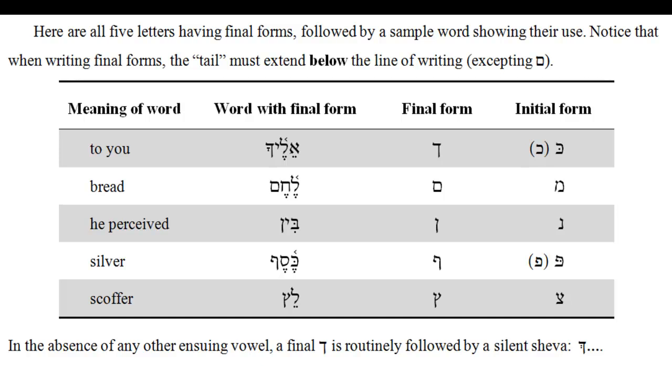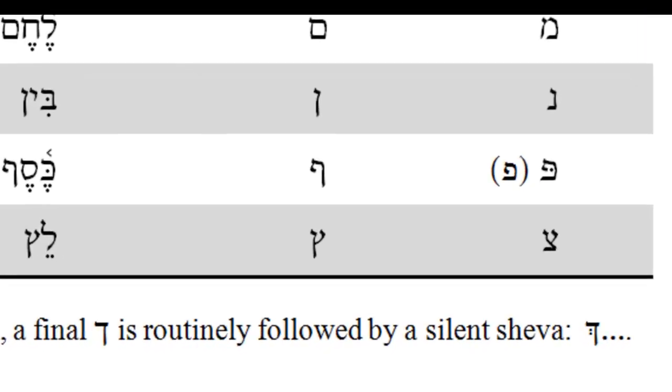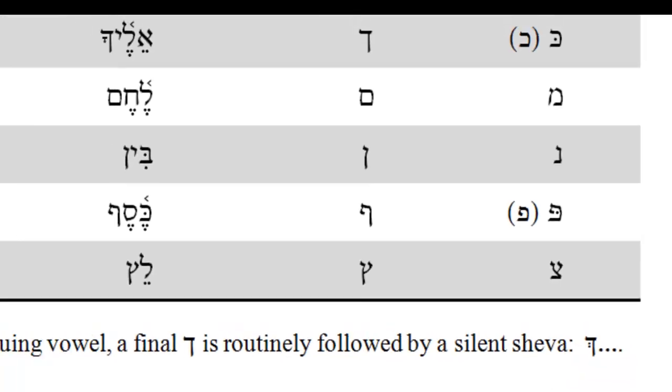One final note, as you see written below this table of Sofit forms: in the absence of any other ensuing vowel, when there is a final Kaf, it is routinely followed by a silent Shva. Shva is the zero value vowel. It appears as a colon, and you see it positioned there, tucked inside the final Kaf.